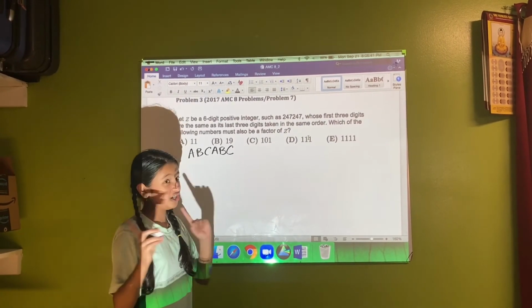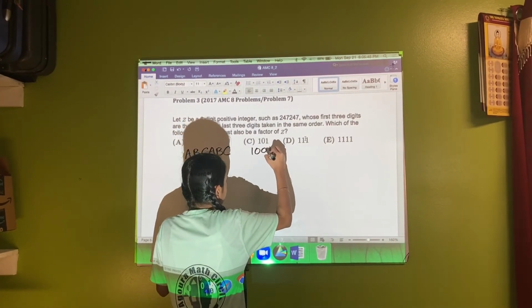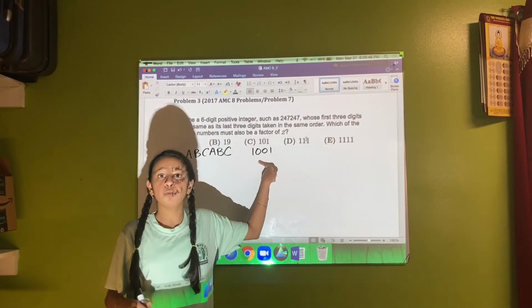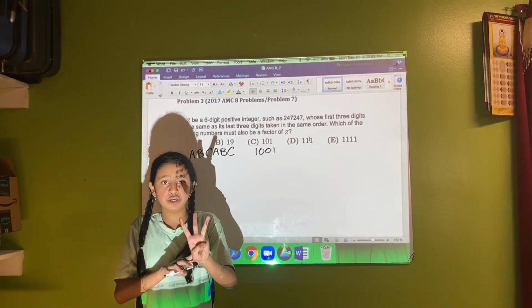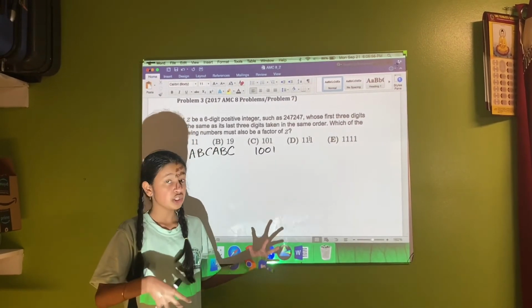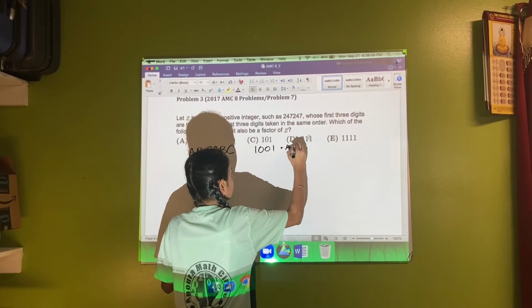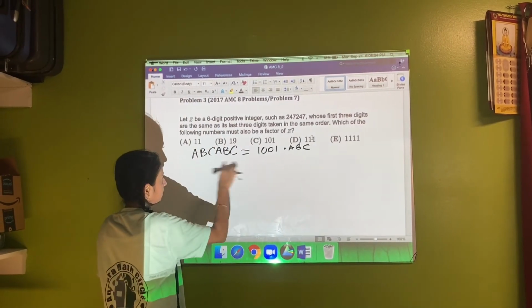So here's another thing that's going to help. If you multiply a 3-digit number by 1001, the answer is going to be those 3 digits repeated twice. So basically, 1001 times ABC is equal to this. Okay?